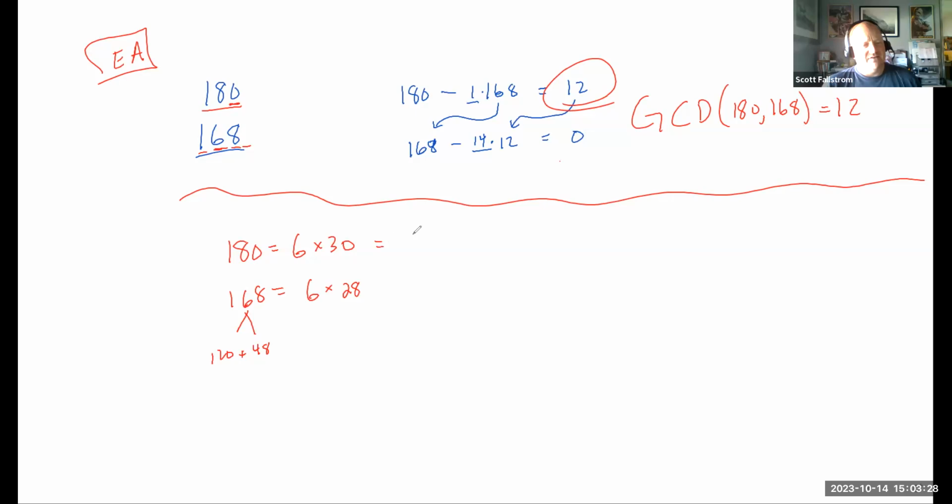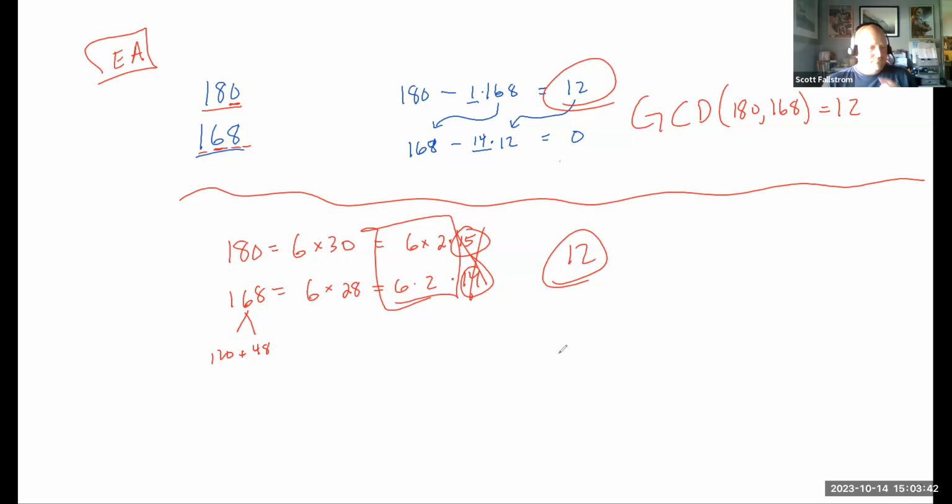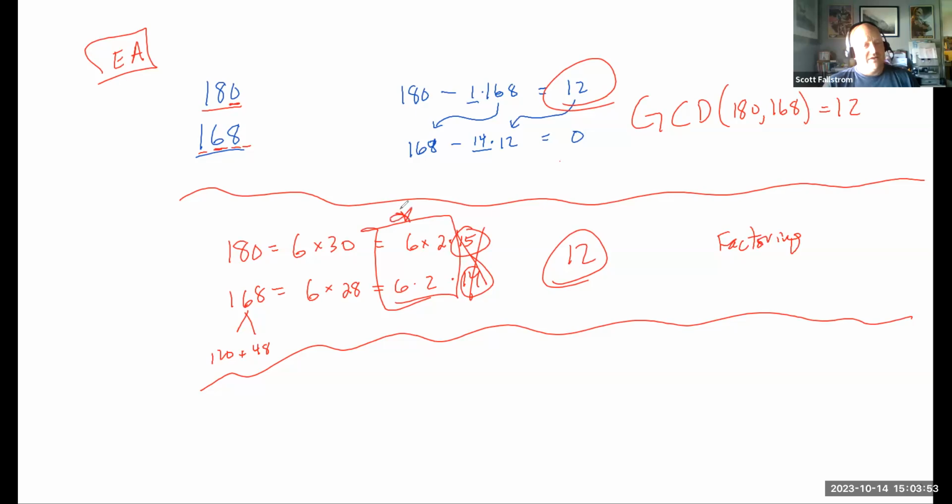Each of these numbers is even, so I could write this down as 6 times 2 times 15, and this would be 6 times 2 times 14. Okay, and these have nothing in common, so my GCD would be 12. Right? So again, that's another way that is just straight factoring, not prime factoring. So this one does require more thinking.